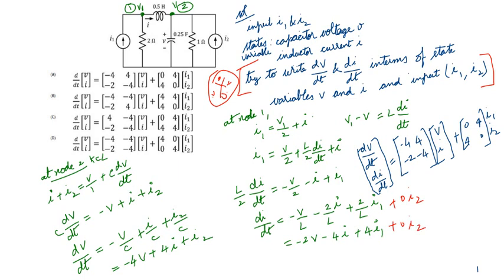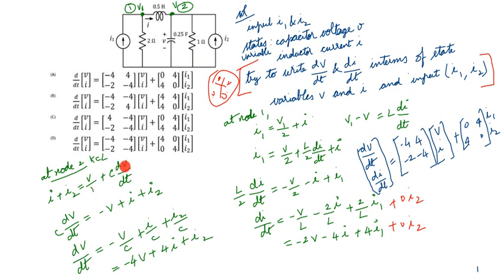Okay, now I find another equation. At node 2 I am applying Kirchhoff current law. Incoming current is I1, I plus I2. I and I2 are incoming. Outgoing currents are capacitor current and current through this. What is the current through 1 ohm? This voltage is V, so this voltage is also V. So I plus I2 is equal to V by 1. That is the current through 1 ohm.